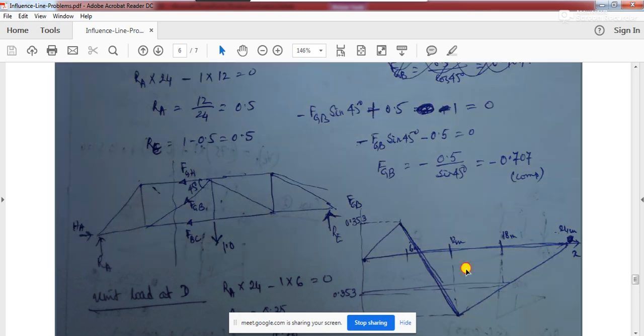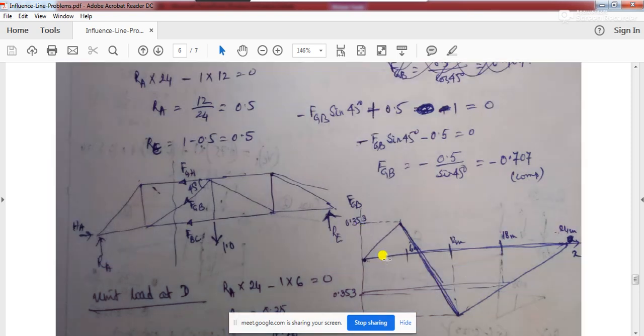So this is going to give you the negative or compressive force in the truss member. On the other hand, if you want to find out the maximum tensile force in the member, then you will have to take this triangle, and multiply the area of this triangle by the load or the UDL, whatever you have.